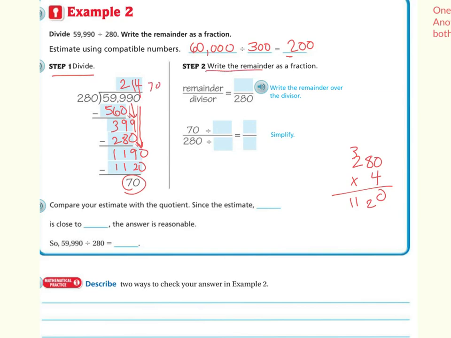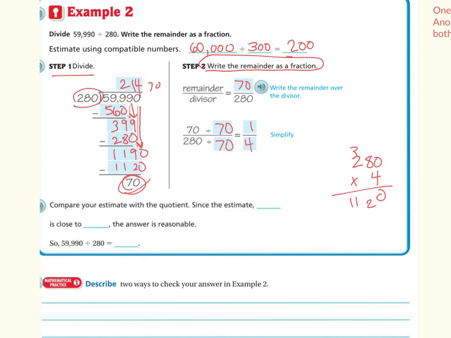Now I want you to write the remainder as a fraction. So my remainder is 70 over the 280. So 70 over the 280, if I'm going to simplify that, I can divide, 70 can go into 280 and 70 can go into 70. So I'm going to divide the top and the bottom by 70. 70 goes into 70 1 time, and 70 goes into 280 4 times.